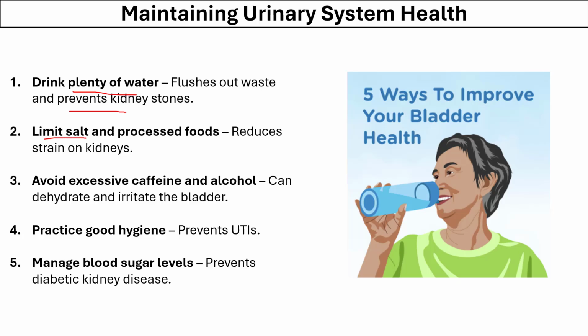People should take a limited amount of salt and processed food, again to reduce strain on the kidney. Avoid excess intake of caffeine and alcohol, which can lead to dehydration and irritation in the bladder. Practice good hygiene to prevent any kind of bacterial or UTI infection, and manage blood sugar by eating a balanced diet, by avoiding processed food and maintaining a healthy lifestyle that involves workouts and physical activities. This will also reduce the strain of sugar on the nephrons of your kidney.